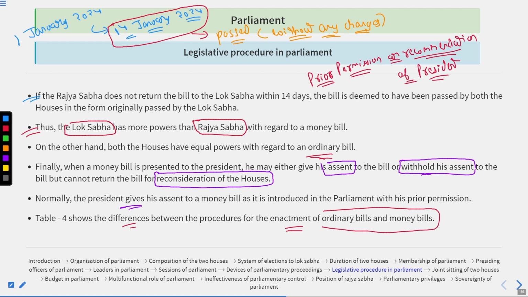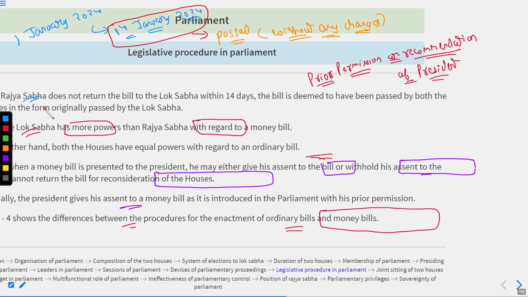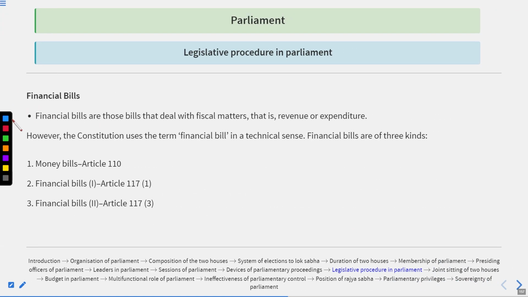Okay. Now we are going to see the difference between the procedure for the enactment of ordinary bills and money bills. Like we had seen, money bills have a specific procedure which differs from ordinary bills in the passing and enacting of bills. All right, so we will see them.